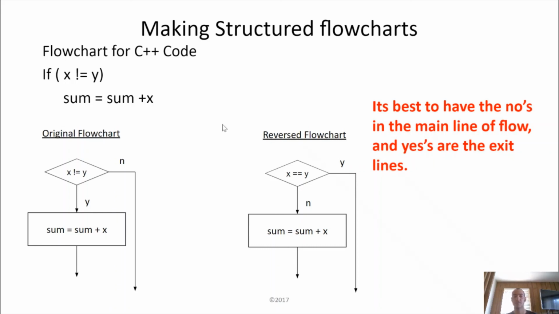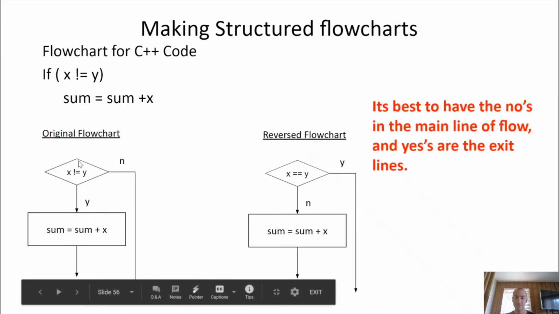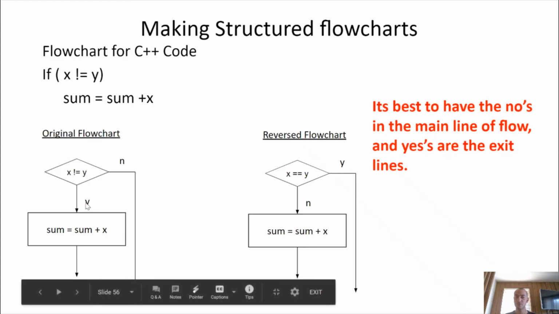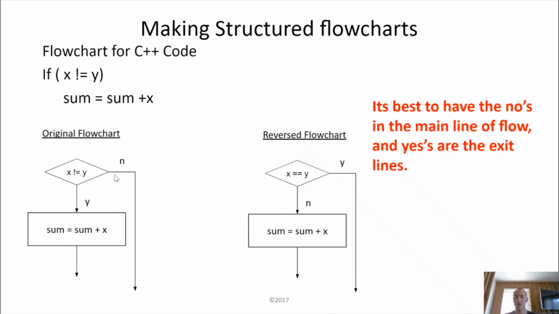So basically, to summarize how to do this: if you have C code or Java, you first draw the original flowchart. Then you check whenever you have a yes or true in your main line of execution, you want to switch that to a no. Of course, you cannot just switch it to no; you have to flip the true and false. So the no would go here, the yes would come here. And the way to flip it is to negate your statement. So if you have x is not equal to y, if you negate that, you will have x is equal to y.